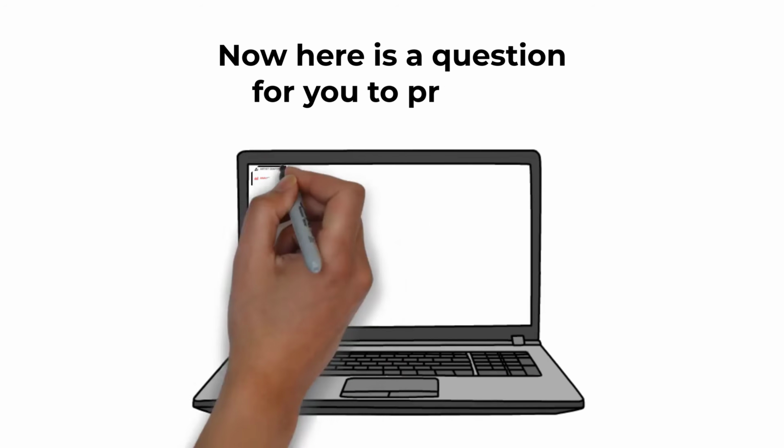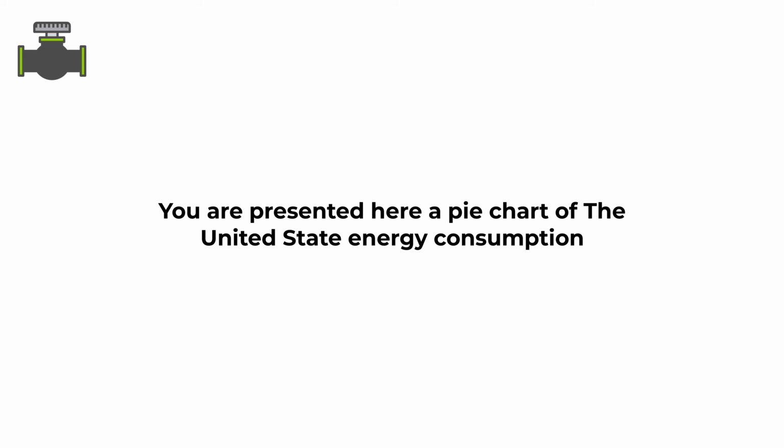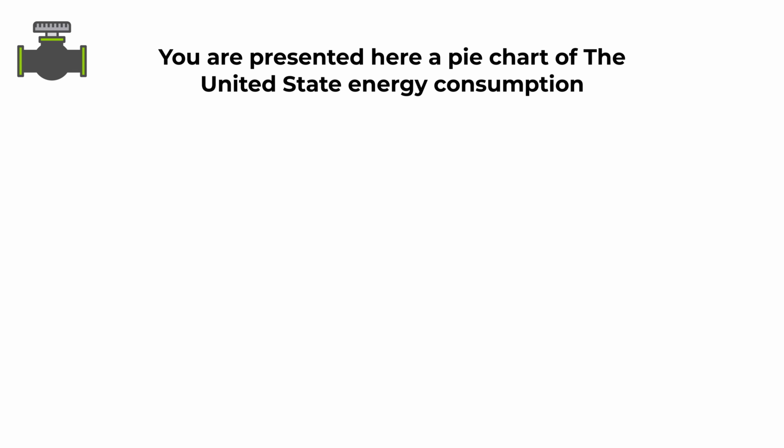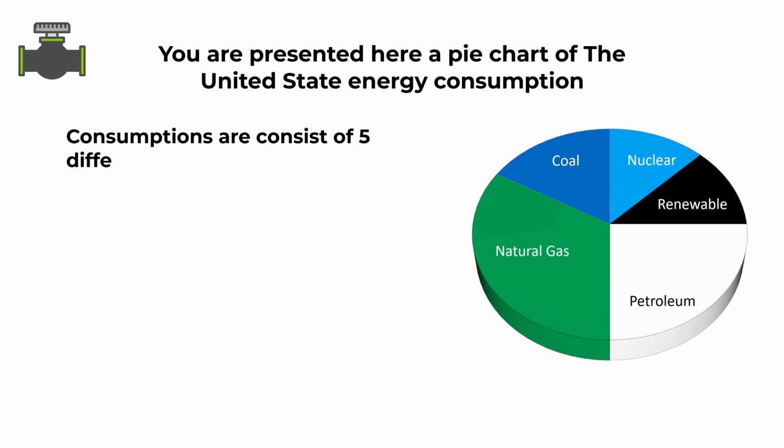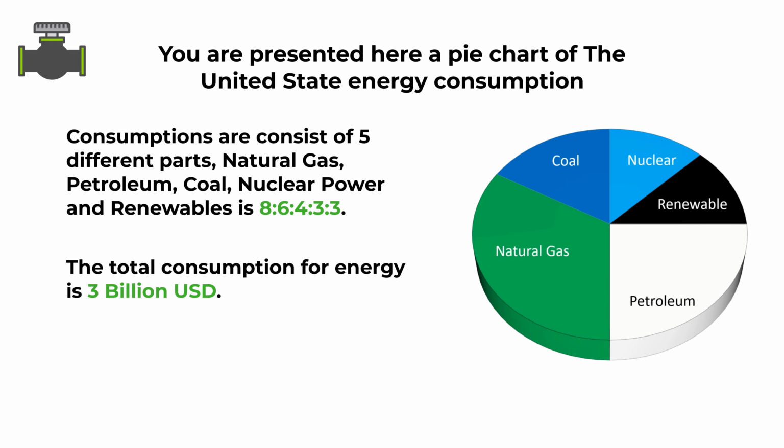And now here's the question for you to practice. You're presented with the pie chart of United States energy consumption. Consumption consists of 5 different parts: natural gas, coal, nuclear, renewables, as well as petroleum. The ratio between natural gas, petroleum, coal, nuclear power, and renewables is 8 to 6 to 4 to 3 to 3. The total consumption for energy is $3 billion. So how much in United States dollars was consumed in the form of petroleum?